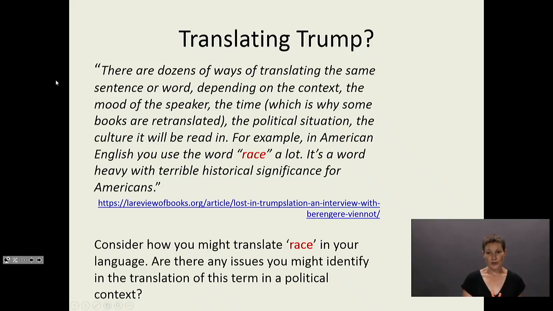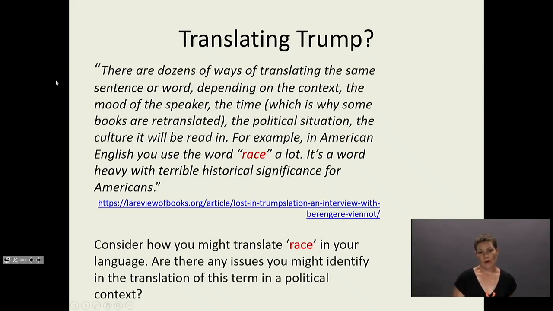We've recently had a new president-elect in the US, and there's been a lot written about him, including a very interesting article on how to translate Trump. I've picked out just one example which I found particularly interesting in this article, which I urge you to go and have a look at in full. It's quite interesting in terms of how we translate political discourse, moving from the political discourse of Obama to the political discourse of Trump.